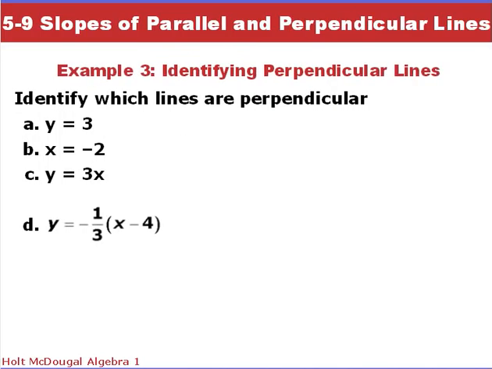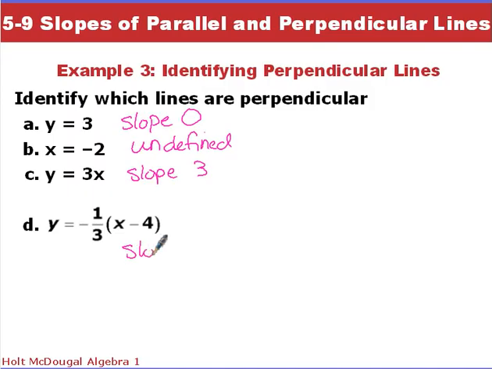So for this example, we want to identify which are perpendicular. A has a slope of 0, it's a horizontal line. This has an undefined slope. This has a slope of 3, and this has a slope of negative 1/3. So looking at these, we're looking for ones that are negative opposite reciprocals. So we have C and D are perpendicular, and because we have a horizontal line and a vertical line, those are also perpendicular. So we have two pairs of perpendicular lines.